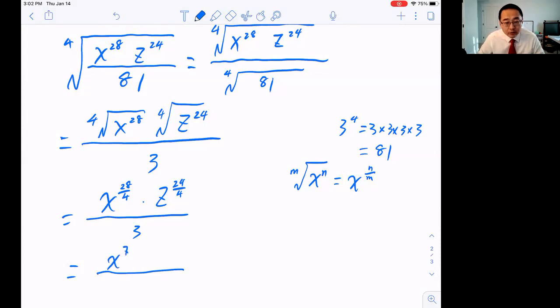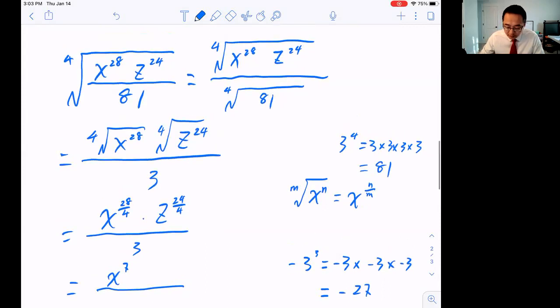Okay, now here there's a problem, because when it's the 7th power, any odd power can be a negative number, right? Because a negative number can be multiplied by itself an odd number of times and you would still have a negative number. For example, -3 raised to the 3rd power equals -3 times -3 times -3. That gives you -27, right?